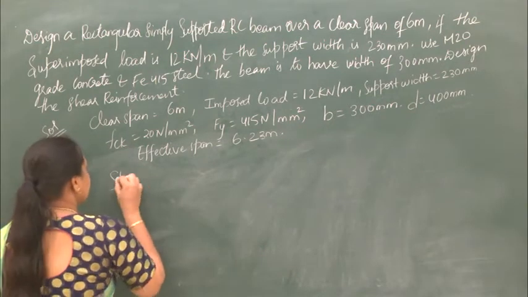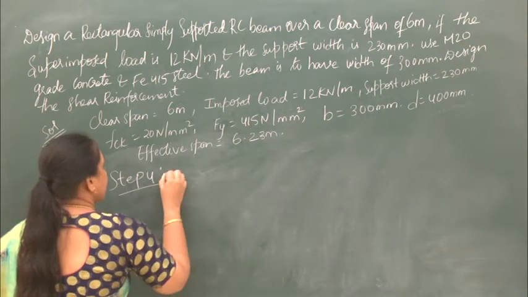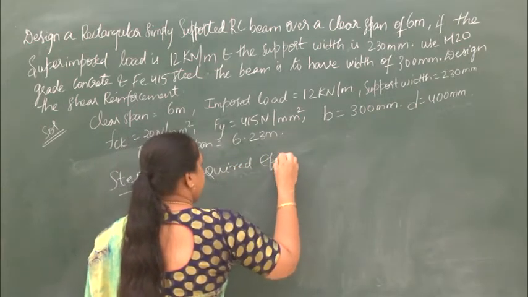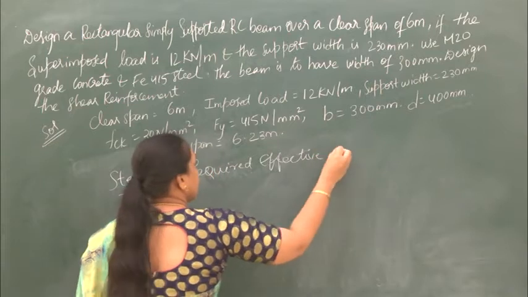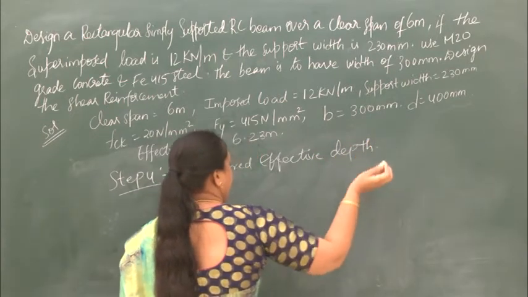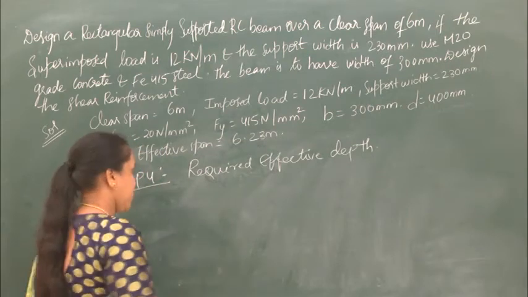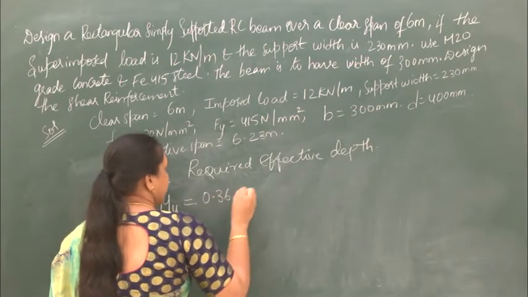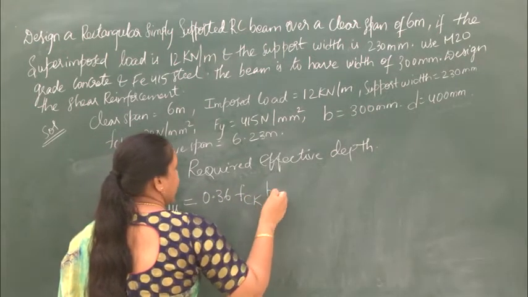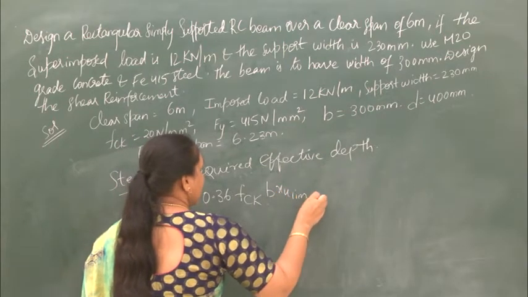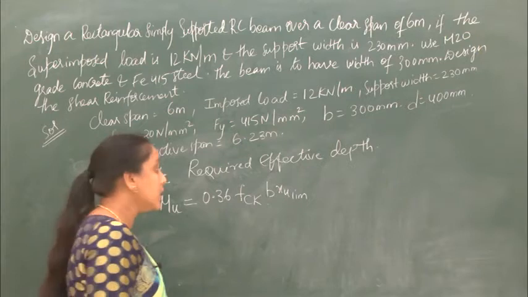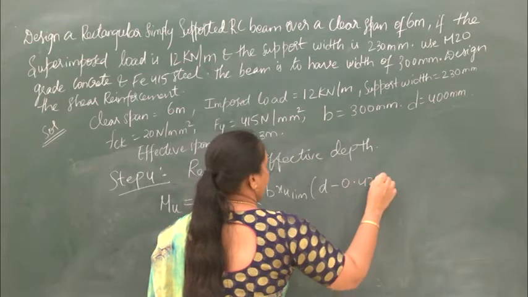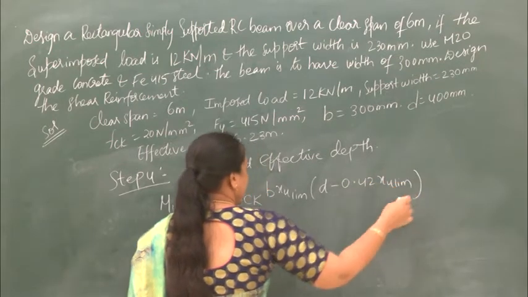So step 4 is to calculate the required effective depth for carrying the bending moment Mu. How will we calculate it? We have already discussed this. Mu is equal to 0.36 fck b into xu limit. That is, here we are calculating the balanced depth. So xu limit into d minus 0.42 into xu limit.